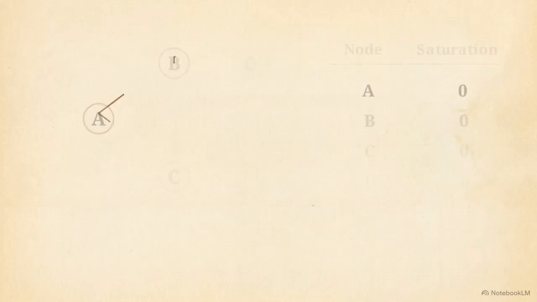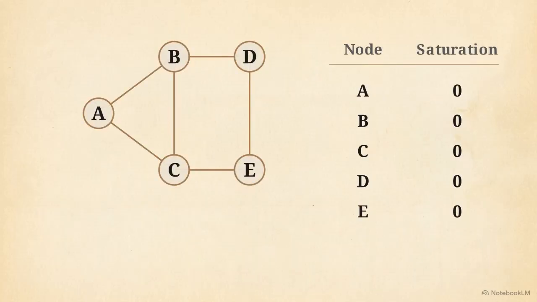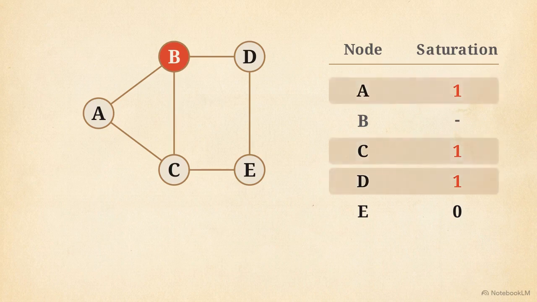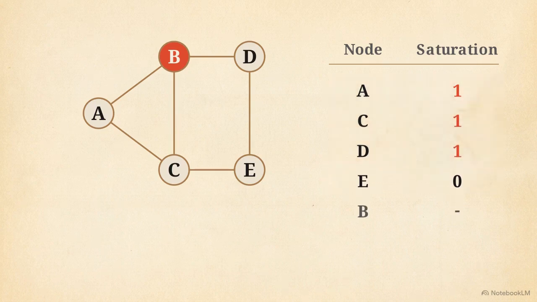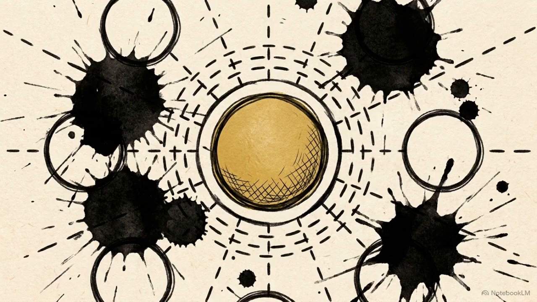Saturation degree prioritizes nodes with the most differently colored neighbors. Starting uncolored, it breaks the tie by initially coloring the most connected node. The tracking table then immediately updates adjacent nodes to 1, demonstrating it dynamically recalculates its internal rankings after every single move. This continuous move-by-move recalculation is where the algorithm diverges from static methods.